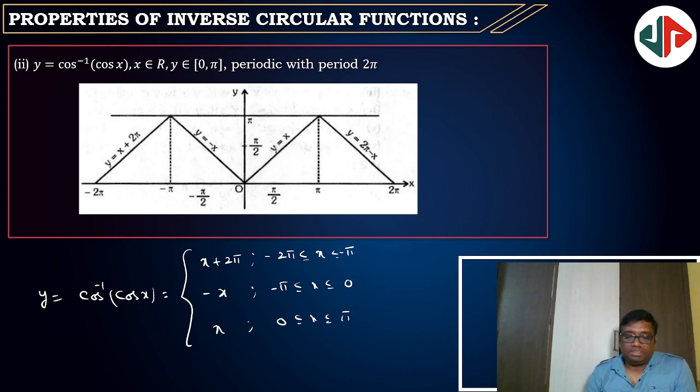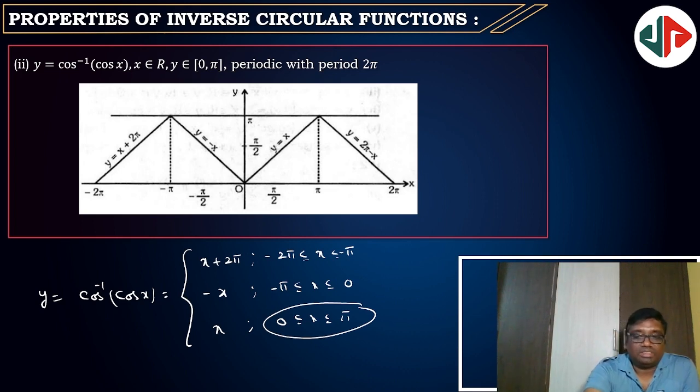So kindly remember this, basing upon this model, definitely one question will come. Very, very important: it is equal to x when x value lies between 0 to pi only. When x is greater than pi or x is less than 0, the conditions will be different. Kindly remember this graph of cos inverse of cos x value.